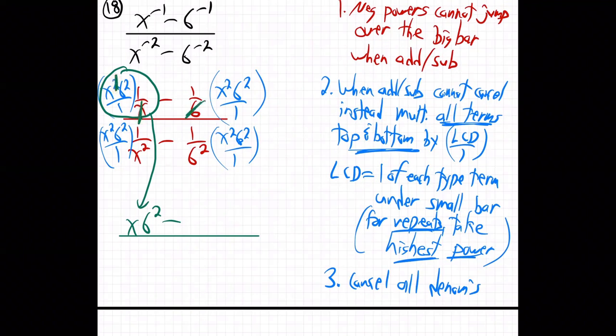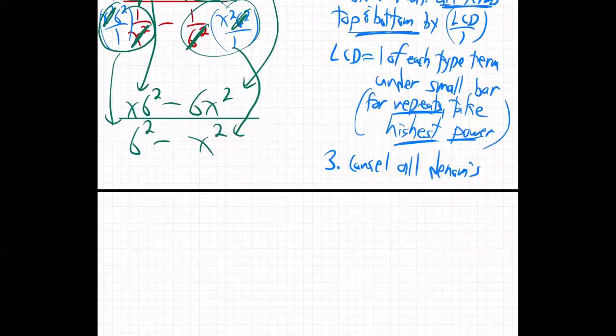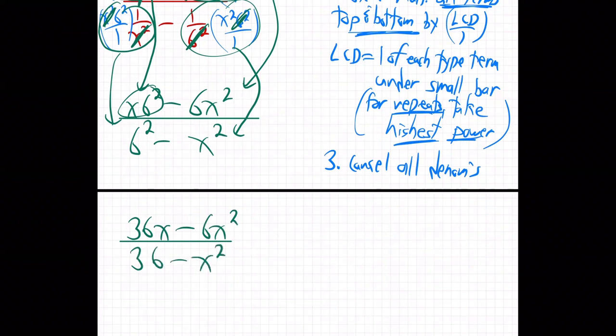All right, how about over here? This guy cancels one of those guys, and it's 6x squared. All right, how about here? X squared cancels x squared, and we're left with 6 squared. And what happens here? 6 squared cancels 6 squared, and we're left with x squared. All right, and then what is that on the next line? This right here is 36x minus 6x squared over 36 minus x squared.